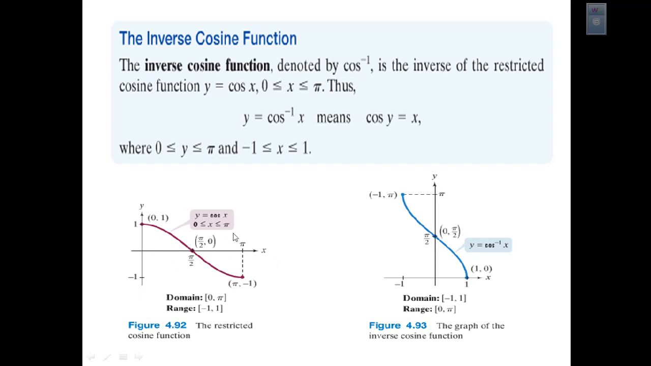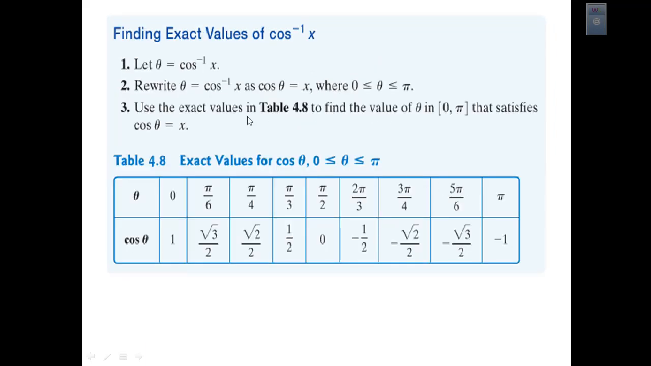So here is the domain limitation of cosine. Here's an actual graph of the inverse cosine function. All right, and here is that same table. Follow the exact same steps there. You guys need to know what these values are on the unit circle. If you don't, you need to go back and start looking at those, because they're really important to recall, just those key values. You don't need to know any others, but you've got to know those.